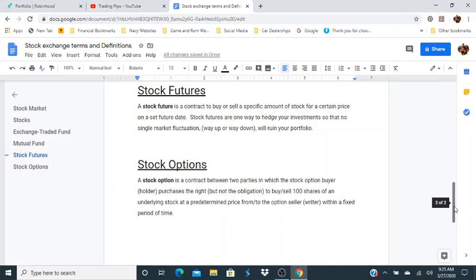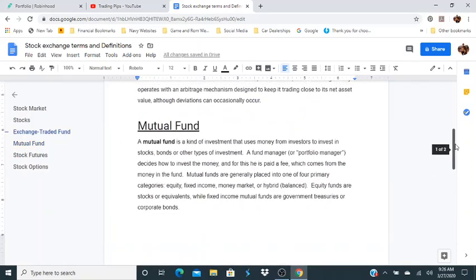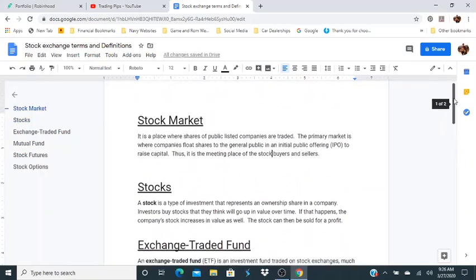So I will tell you guys that I don't know much about option trading. I've only done a few future contracts as well. I really don't like dabbling inside stock futures or stock options because I just like to regularly trade stocks. So we'll just leave those definitions right there. Once again, stock options, stock futures, mutual funds, exchange traded funds, stocks, and stock market.